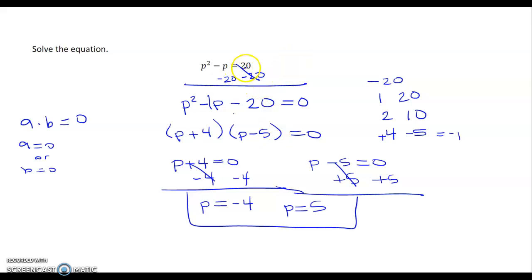So on that problem, first we had to set it equal to 0 because we're solving a quadratic equation with the variable squared. Once we had it all on one side, we wanted to factor it, and then we set each of those factors equal to 0 and solve.